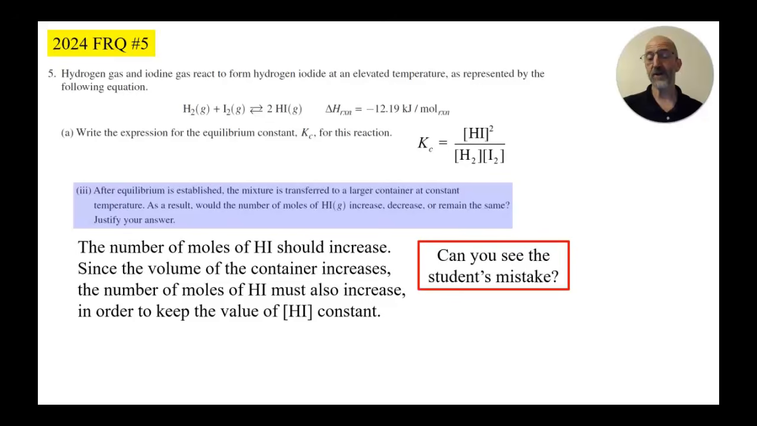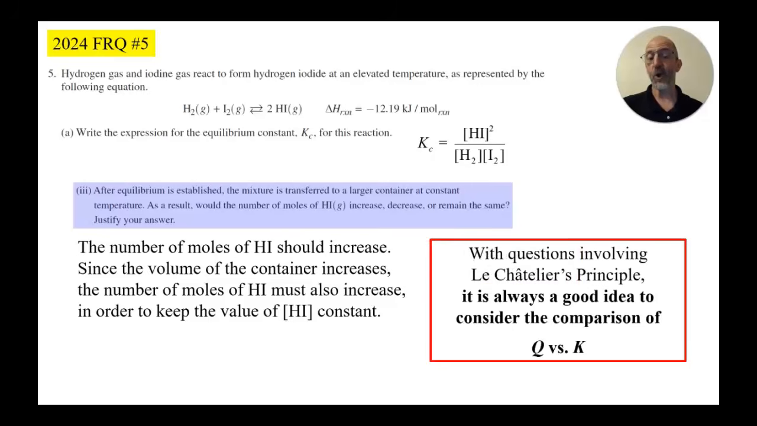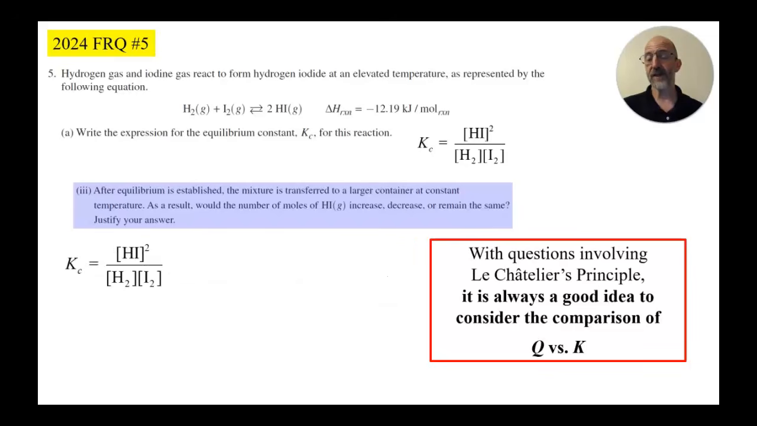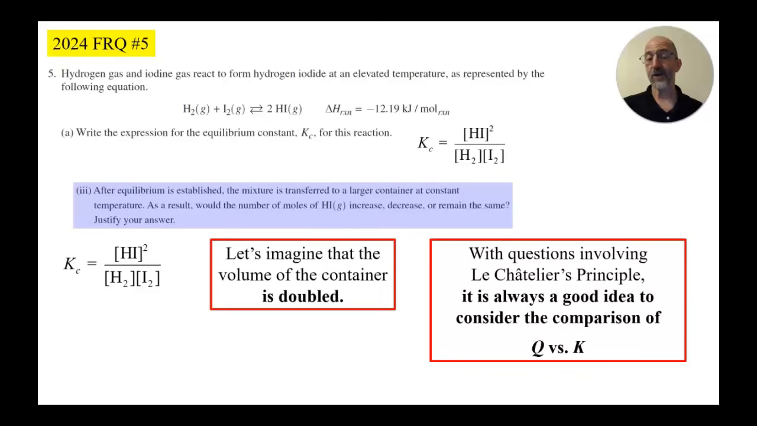When it comes to situations involving Le Chatelier's principle, it's always a good idea to make a comparison of Q versus K, and you can't always do that, especially if it's a temperature change. But here, let's go ahead and consider Q versus K. So what do we know? Well, we had a container whose volume increased. Let's imagine that the volume of the container doubled. Now, why am I saying doubled? I just want to do some simple math.